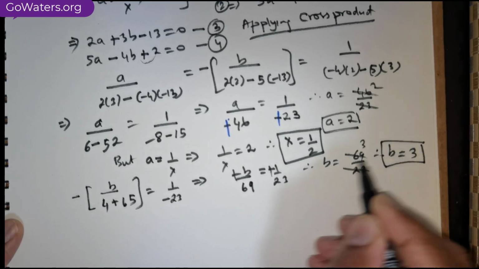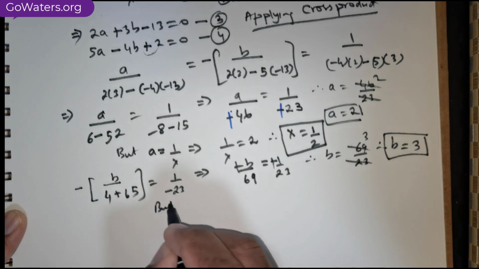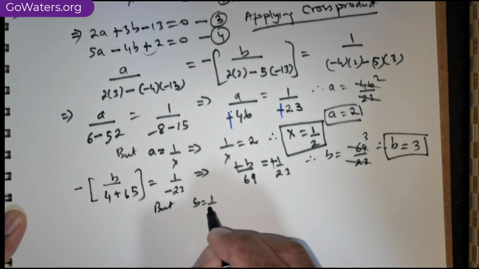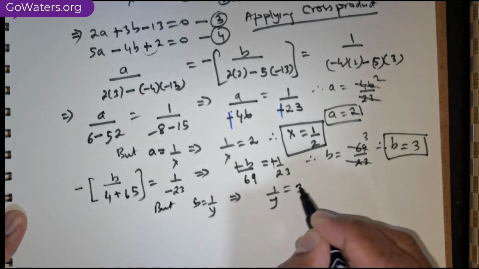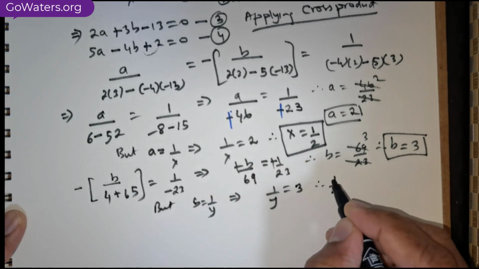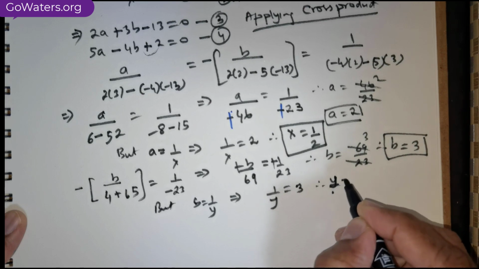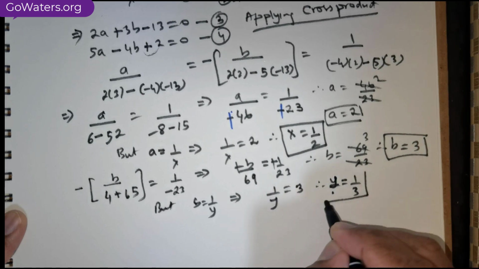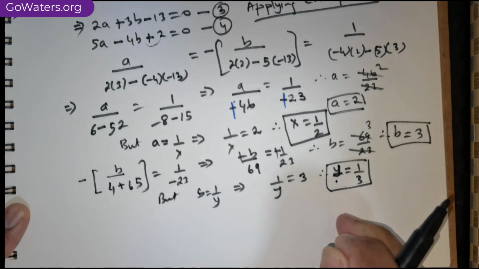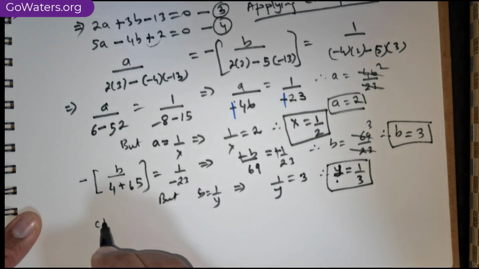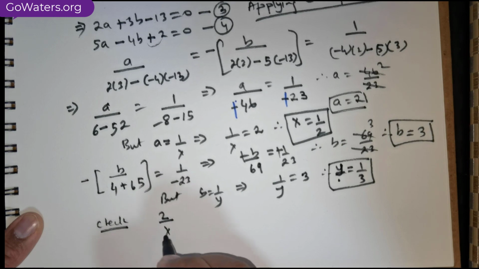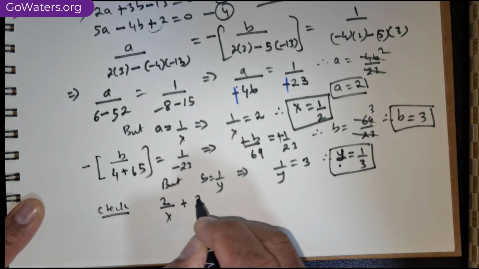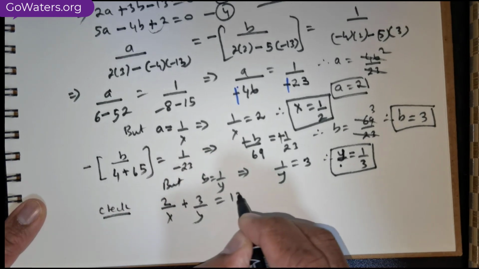You can just substitute it there. But b is equal to 1 over y. So this would mean 1 over y is equal to 3. Therefore y is equal to 1 over 3. Right? So you got the value of a, you got the value of b. You need to apply the check. Let us perform the check. So what do you got? You got 2 over x plus 3 over y should be equal to 13.